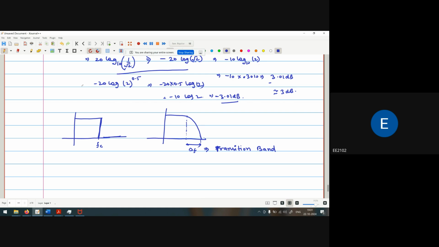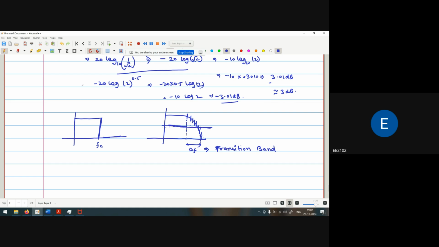Okay. Delta F is the transition band. Now it is quite typical for us to choose which frequency we call the cutoff frequency. Either this frequency or this, there are multiple frequencies. What they consider is where the magnitude will be half of that value, 1 upon root 2 of that value.